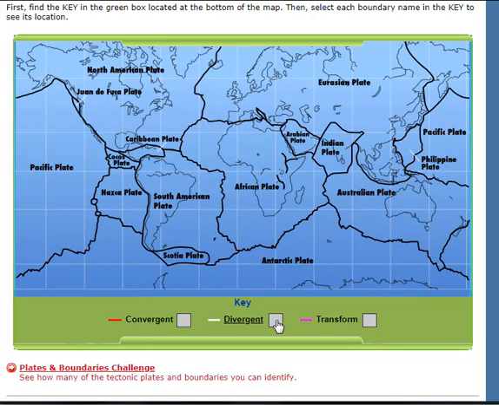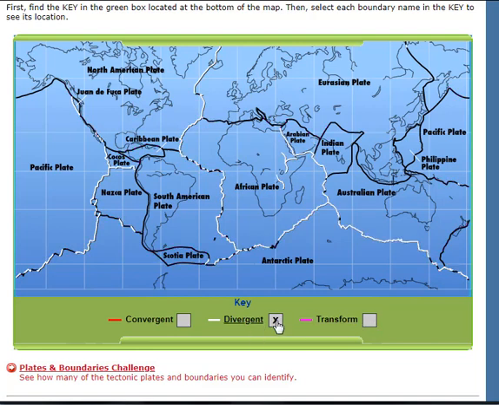The next feature that we're going to look at is transform. So this is where two plates are sliding past each other. And if you look at the divergent boundaries, they are spreading areas. Well, transform boundaries tend to be between divergent boundaries, side by side.